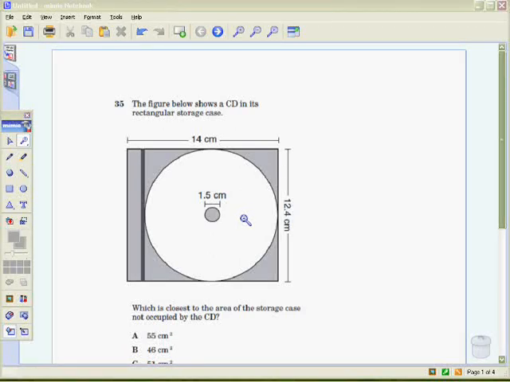Objective 8, demonstrate an understanding of the concepts and uses of measurement and similarity. So here we have problem number 35. The figure below shows a CD in its rectangular storage case. Which is the closest to the area of the storage case not occupied by the CD?